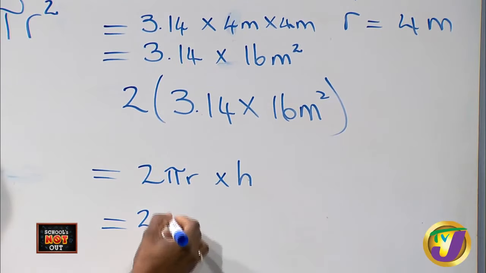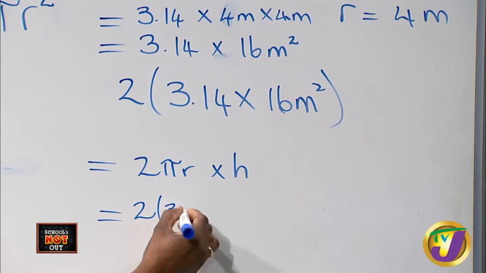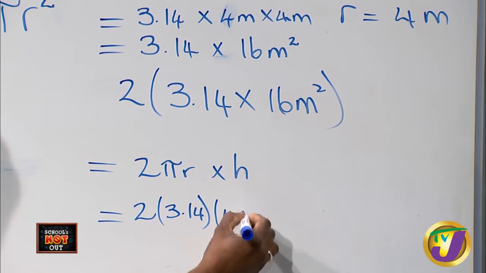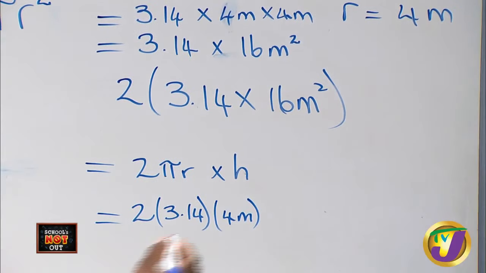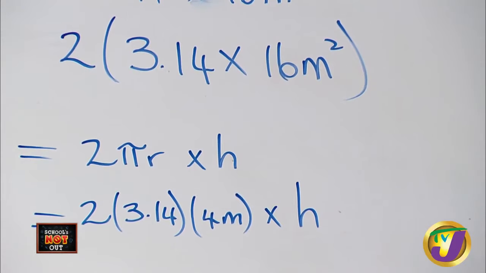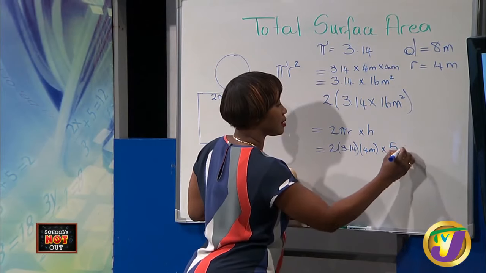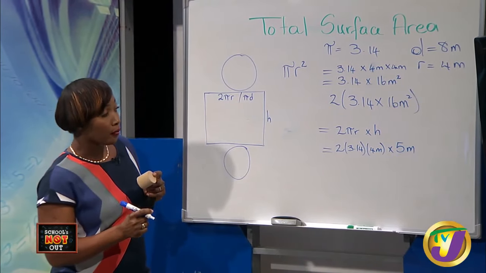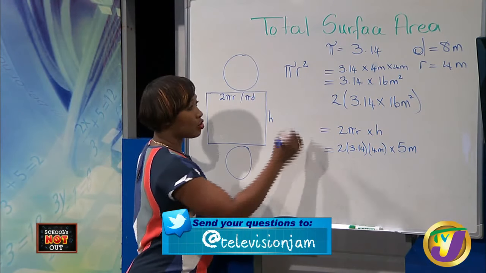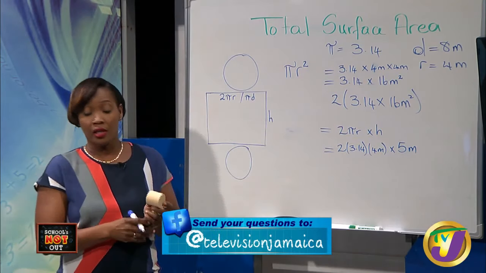And we would substitute the values into the expression to give us the value that we're looking for. So we put that multiplied by the radius, and the radius is the same, multiplied by the height, which we're given to be 5 meters. So we now multiply. It's only one rectangle. So we'd add what we get here and what we get here to give us the total surface area.